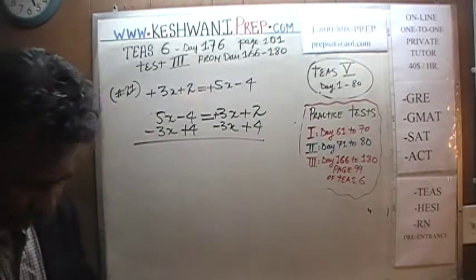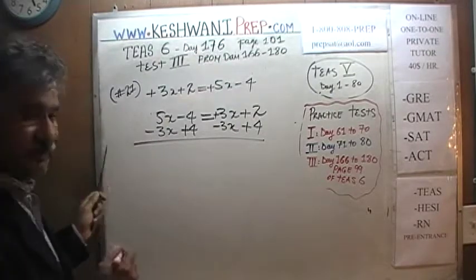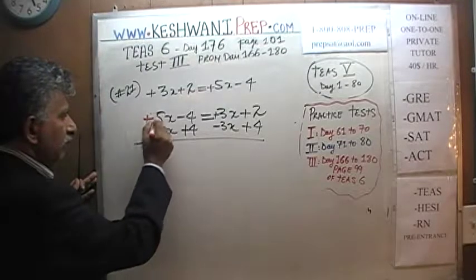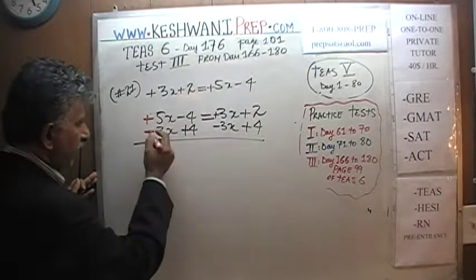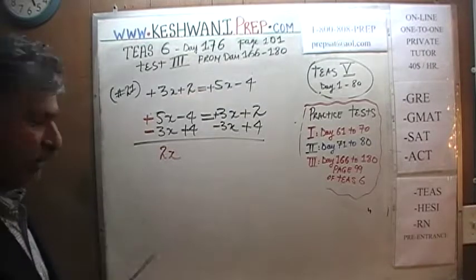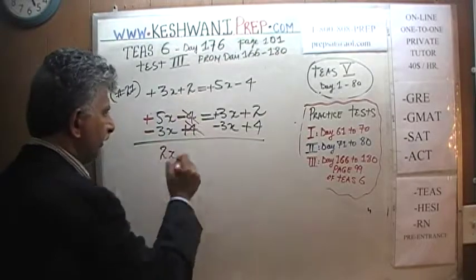So now, let's see what happens. This thing doesn't have any sign in front of it, but if it doesn't have any sign, that means it's positive. Positive 5x and a negative 3x is going to give you positive 2x. You see, we have a positive coefficient. And a negative 4 and a positive 4, they're going to kill each other.